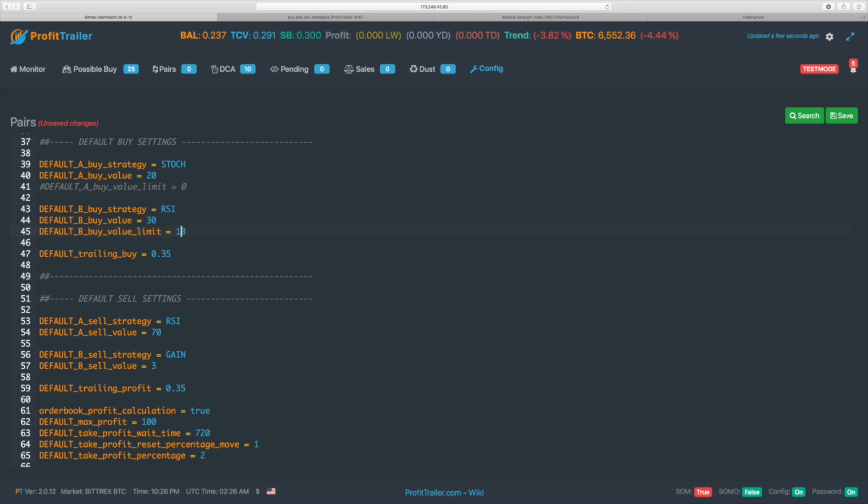Say if I wanted to use a buy value limit of 10, then it's only going to look in between these two in order to buy. Since I like to not use a buy limit on this, I just let it range down as far as it wants to go below my buy value.